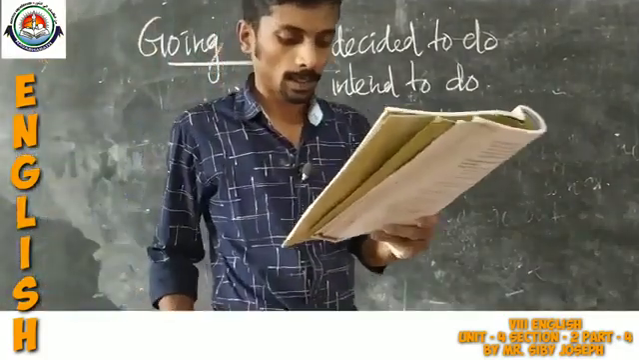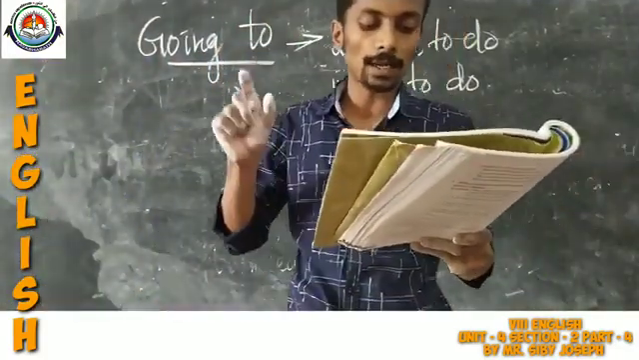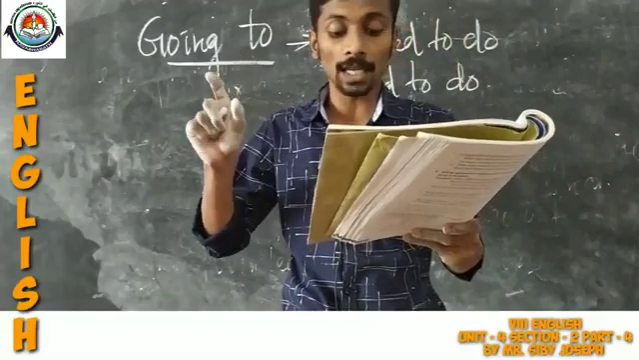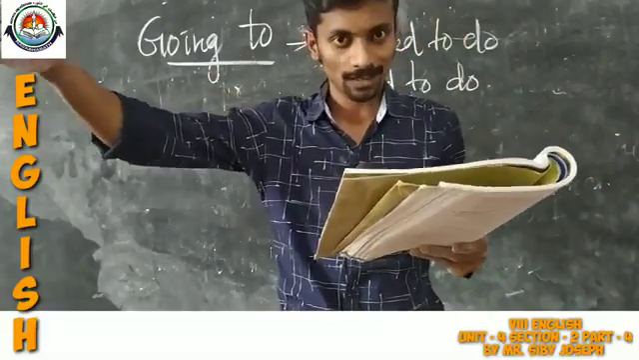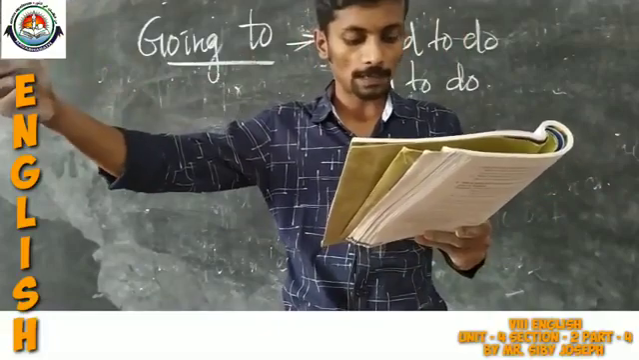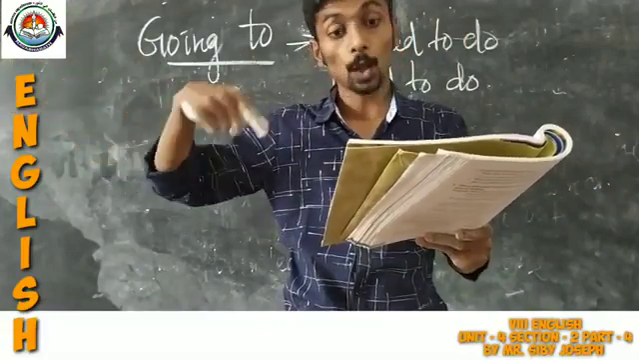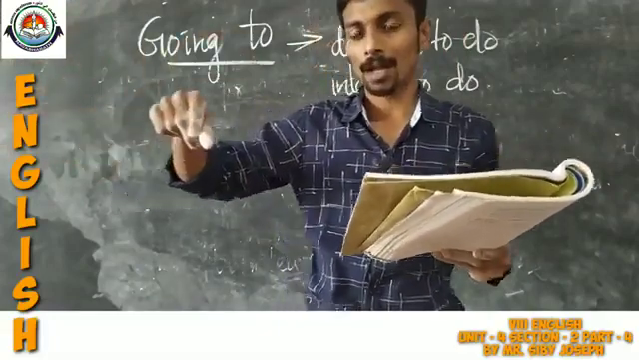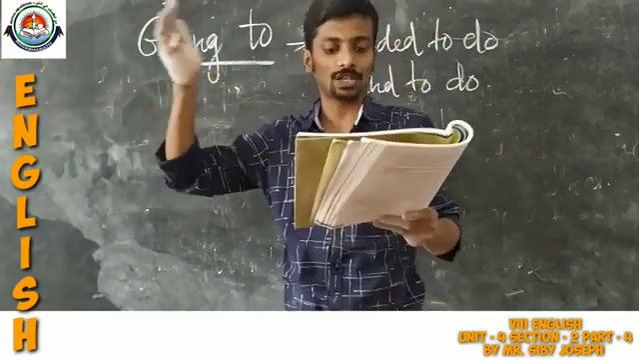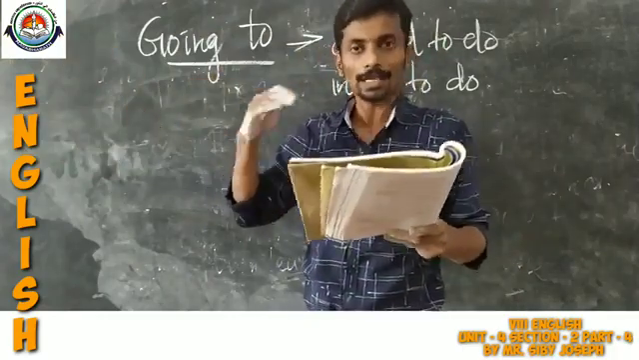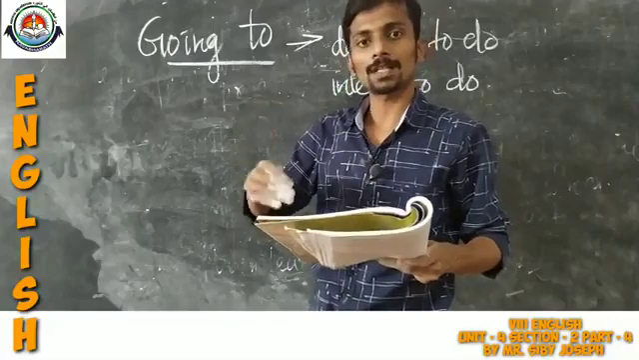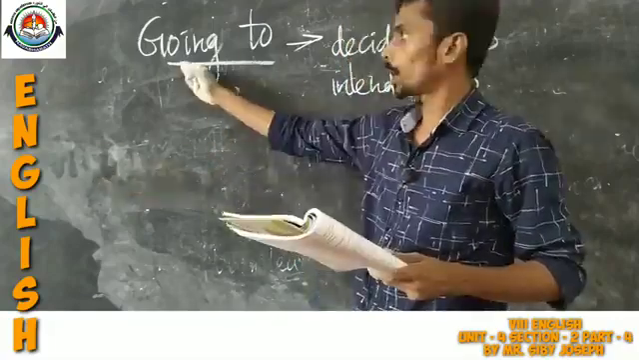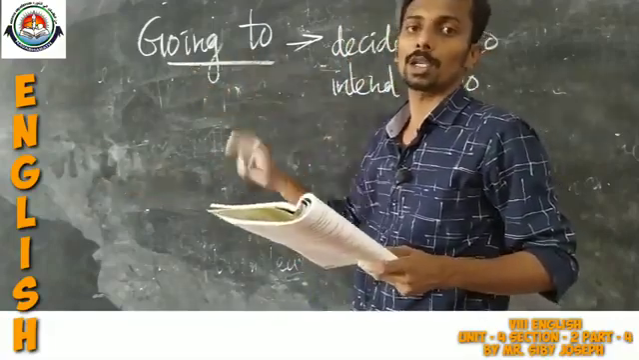Okay. So, look at the examples. There is a war film on TV this evening. Are you going to watch it? That means, are you intending to watch it? Are you planning to watch it? So, in that way, we can express the future meaning with the use of going to.